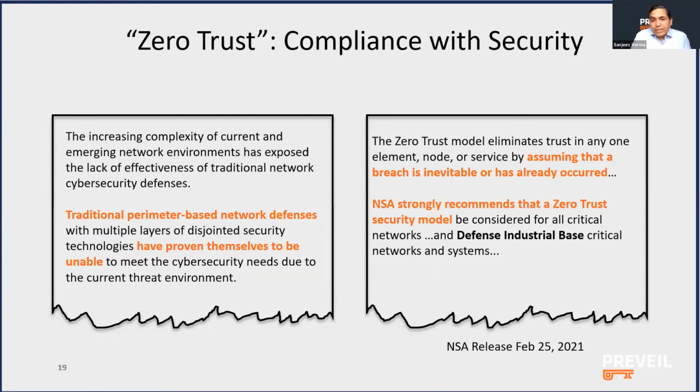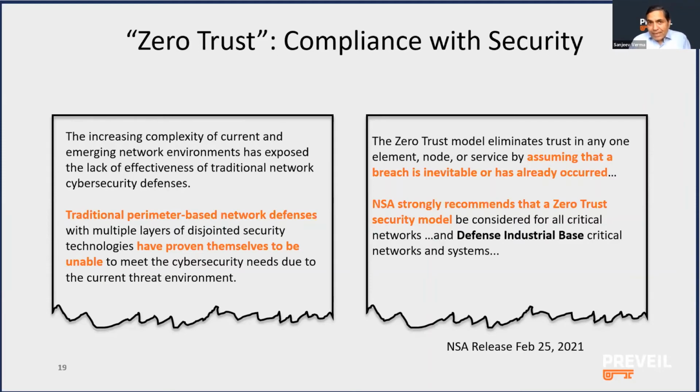The NSA specifically said that, look, the traditional mode of security that is being used for your current systems is a perimeter-based network defense with layers of disjointed technologies to protect. And what this means is that you're putting mechanisms in place to prevent the attacker from ever getting to the system. As an example, there's a firewall to prevent an attacker from getting to the server. As an example, there are passwords to prevent the attacker from getting into the account, and so on and so forth. These are perimeter-based defense systems.